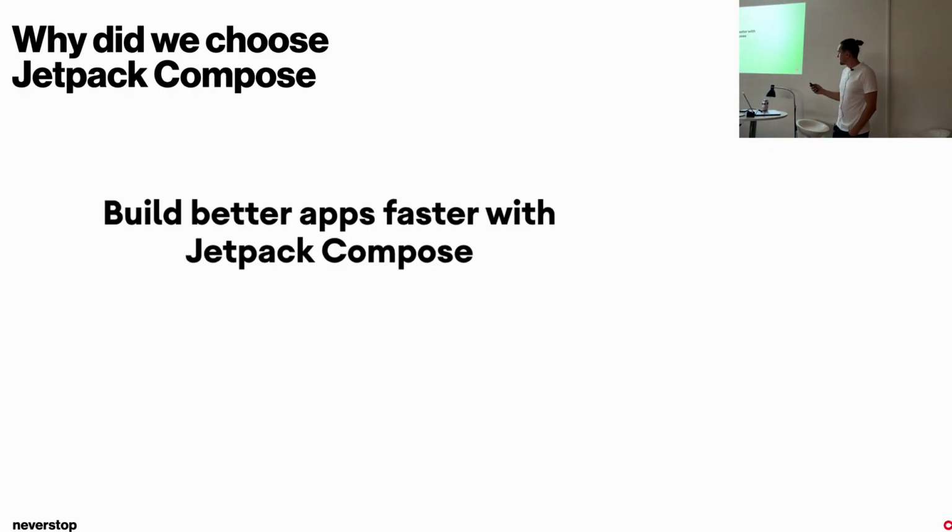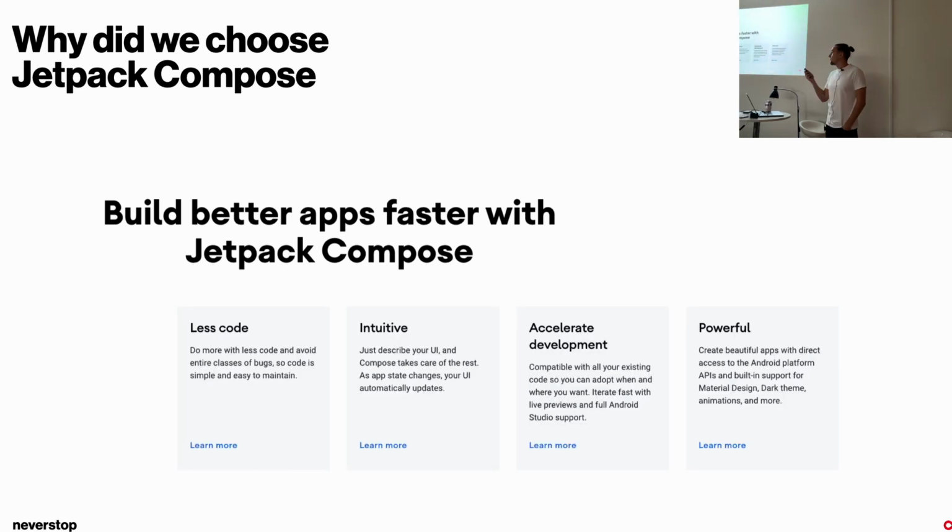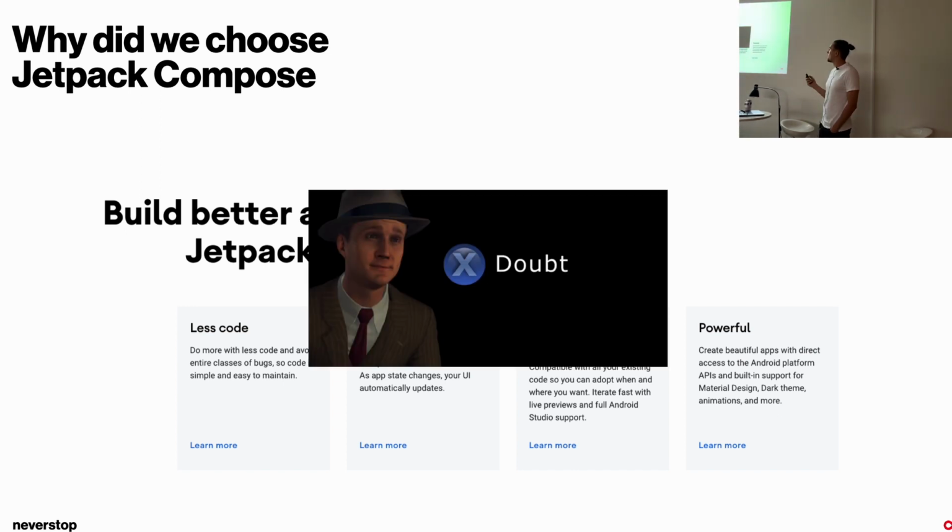Okay. So first things first, why did we choose Jetpack Compose? If you open the documentation, you see these nice things: build better apps faster with Jetpack Compose, less code, intuitive, accelerates development. Those are just some nice words, and usually when I read the documentation about Android for the first time, I'm in doubt if that really works or not. So we said, okay, we need to put that to the test.